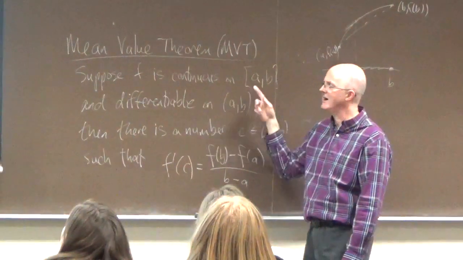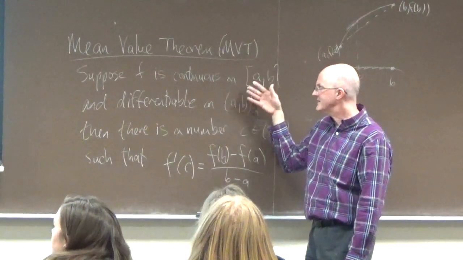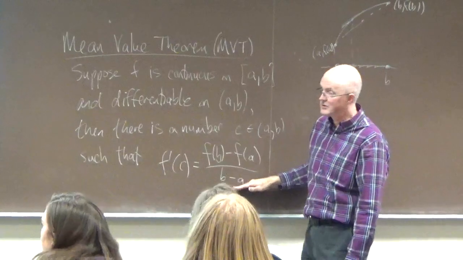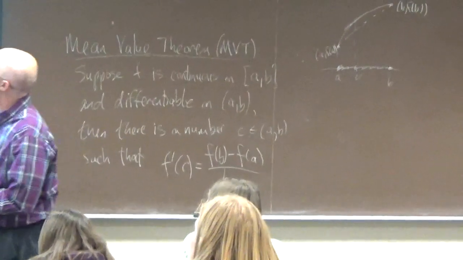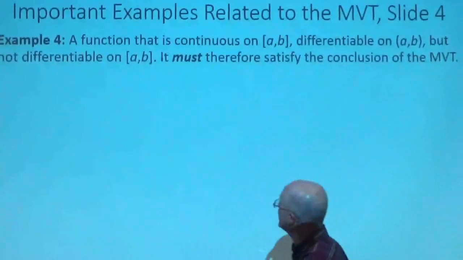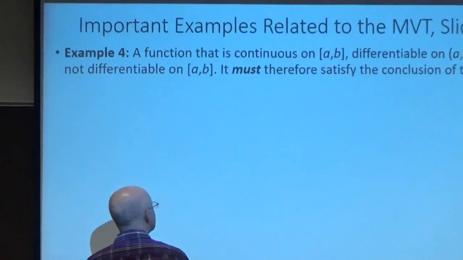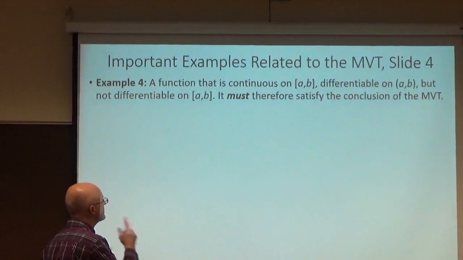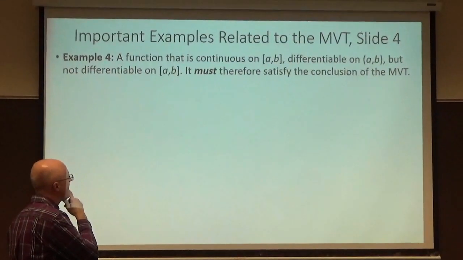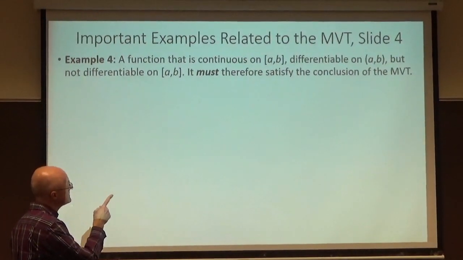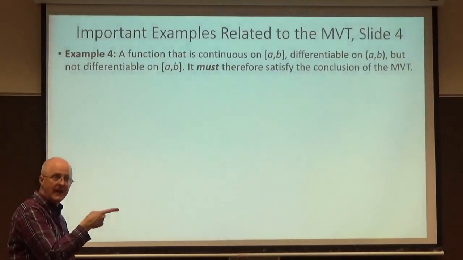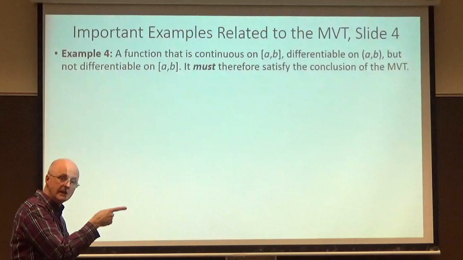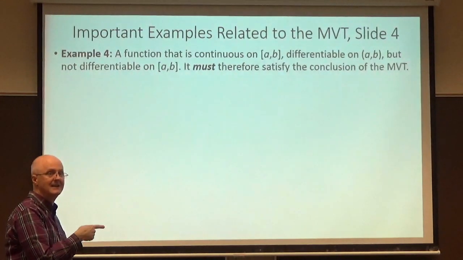However, just like with the continuity, you might still fail these hypotheses, but the conclusion still could be true. And that's what's going to happen in the next example, I believe. Well, actually, that's going to be our fifth example. Here's a function I'm going to show you that's continuous on the closed interval and differentiable in the open interval. In other words, it does satisfy the hypotheses of the mean value theorem, and therefore the conclusion must hold. There must be a c.